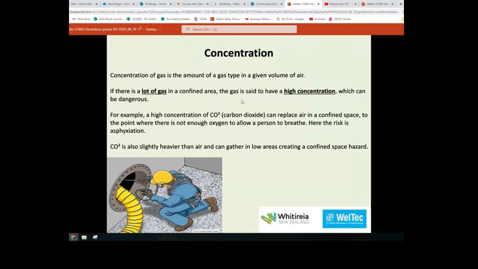Just another term: concentration of gases is the amount of a gas type in a given volume of air. If there's a lot of gas in a confined area, it's said to have a high concentration, which is dangerous. For example, a high concentration of carbon dioxide can replace the air in a confined space to the point where there's not enough oxygen to allow a person to breathe. So we need at least about 19% oxygen. Normally there's about 21% in normal atmospheric air, but in a confined or restricted space that can change, particularly if you're doing work that's consuming oxygen, or if it's just not ventilated well.